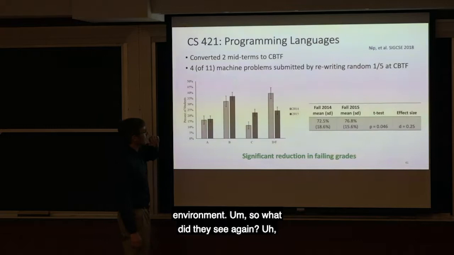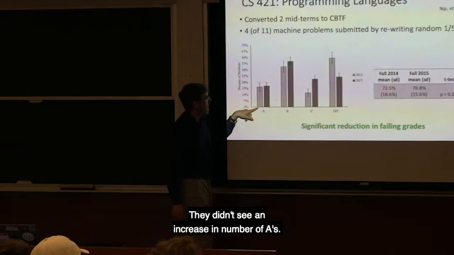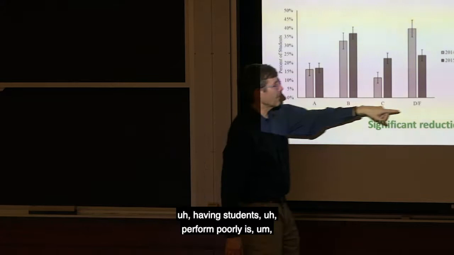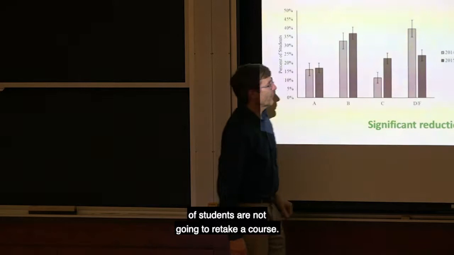So what did they see? Again, the light gray is the control semester. So they saw, again, a corresponding reduction in the numbers of D's and F's. They didn't see an increase in the number of A's. They just saw a redistribution of those scores into B's and C's. So not quite as striking, but again, having students perform poorly, this represents a huge saving of resources of students that are not going to retake a course.